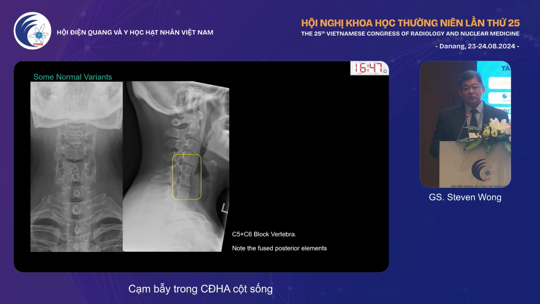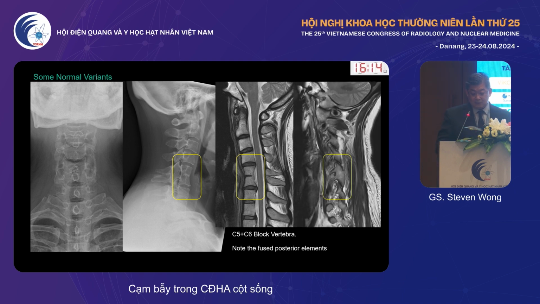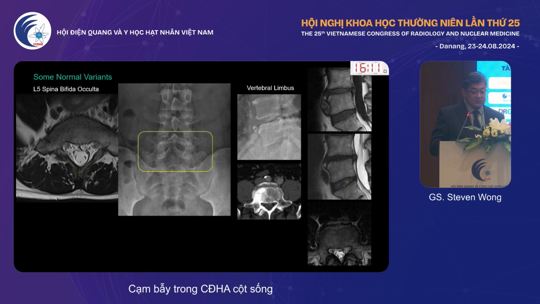Right, so there are a lot of normal variants. You have a C5-6 block vertebra, and most important is you need to report the fused posterior elements. The neuroaxial foramen here is narrowed because of the fusion. But it's a congenital thing, and it's not an acquired problem. So it's very hard for the surgeon to do anything about it. On MR, you can see the smooth posterior vertebral column over here that shows that it's congenital rather than acquired. All right, and you can see the fusion on the side.